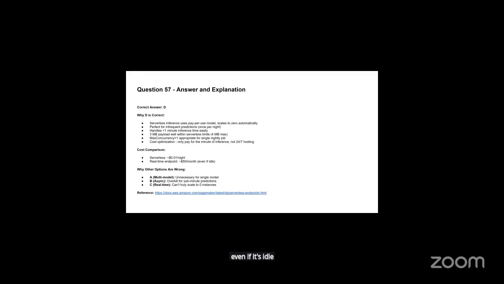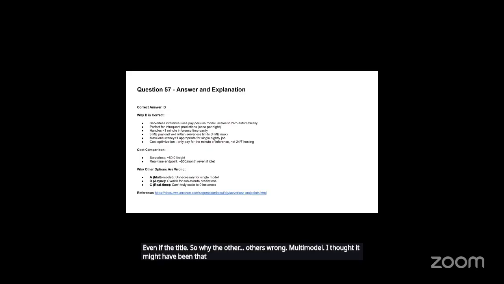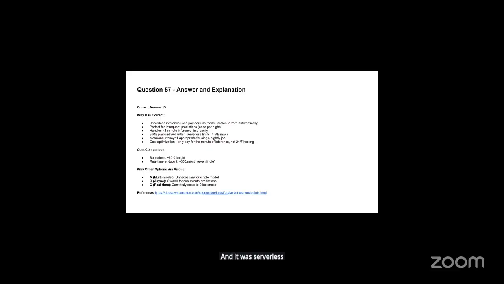So why the others wrong? Multi-model. I thought it might have been that. So that's unnecessary for a single model. Yeah, I knew it was serverless. Asynchronous, overkill for a less than a minute prediction. And real time can't truly scale to 0 instances.